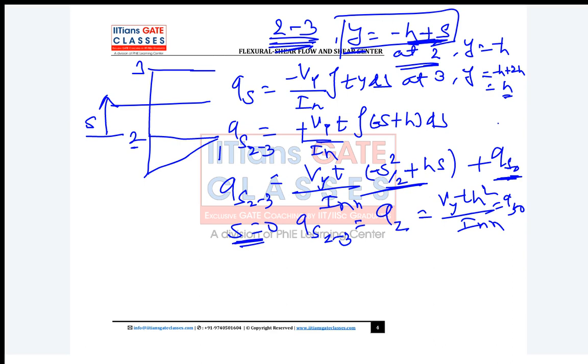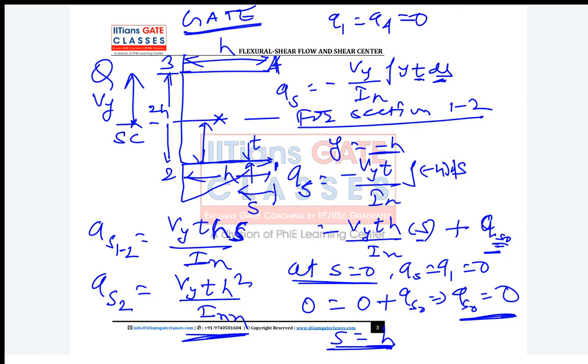Yes, Manan. Why negative? It is positive, no? You can see it is minus minus plus, no? Why negative?